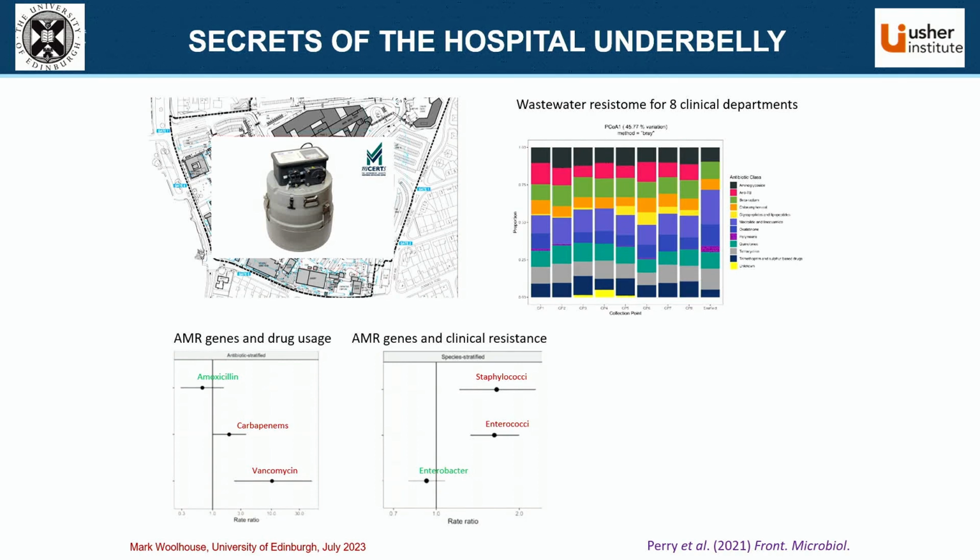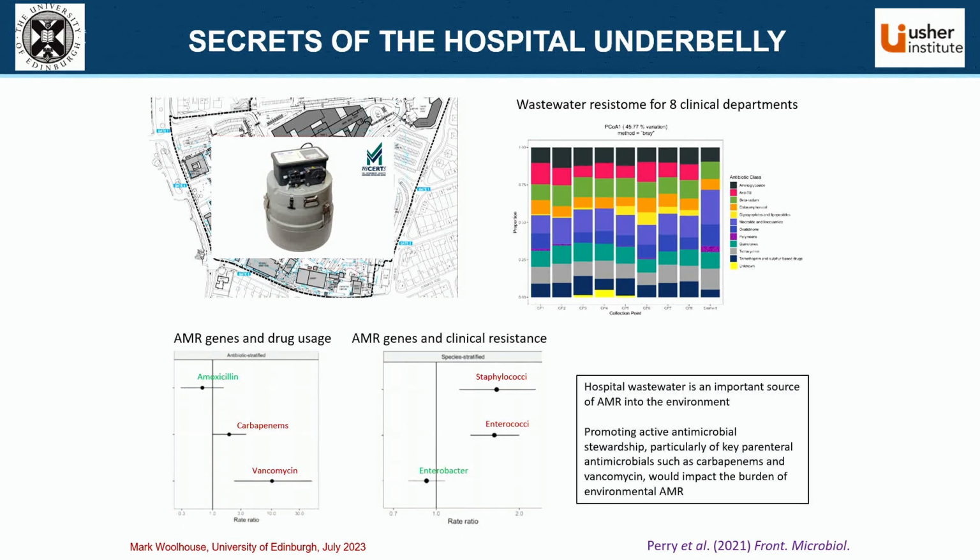You could also look to see if there's a relationship between the genes you're finding and the levels of clinical resistance reported in those departments from their own data. Good relationships for the staphylococci and enterococci, hospital-associated pathogens largely, less so for the Enterobacter. But you can see clear signatures of what's coming out of hospitals by clinical department.